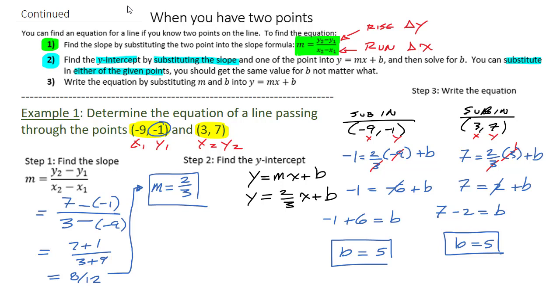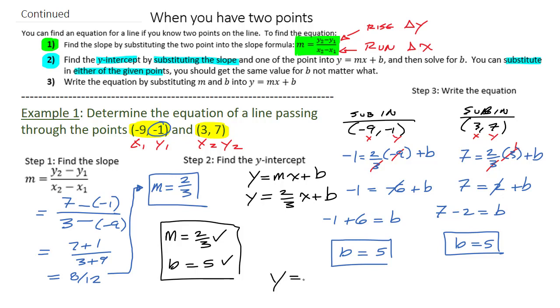All right, so let's just summarize. Do we have everything we need here to write our equation? I'll just do it over here. M is 2/3, check. B is 5, check. Those are the two pieces of information we need to write our equation, unless, of course, it's a horizontal or vertical line, those two weirdos, but we'll get to those at the end. All right, so my equation is going to be sub into y equals mx plus b. Y equals 2 over 3x plus 5.